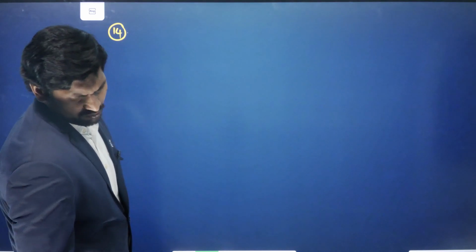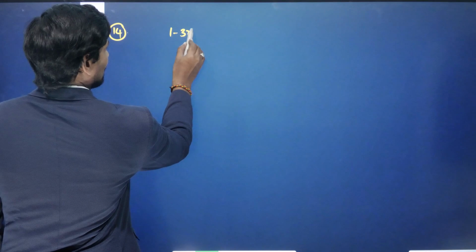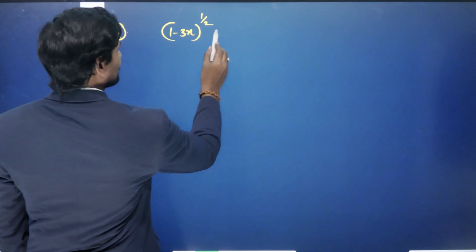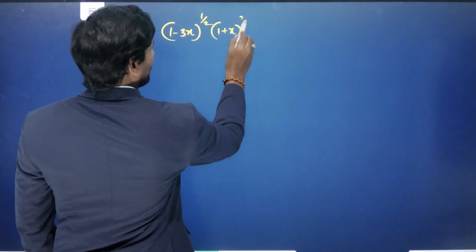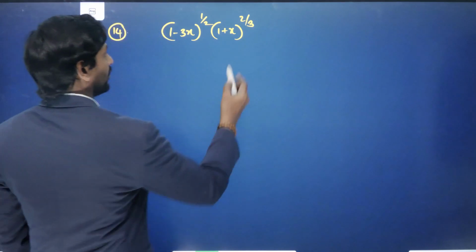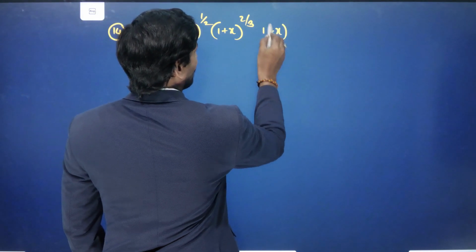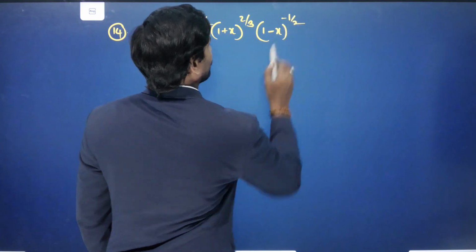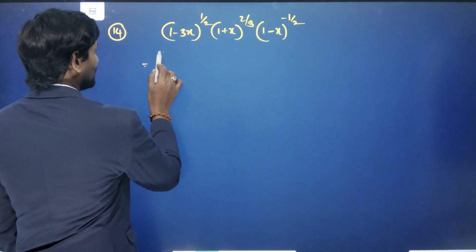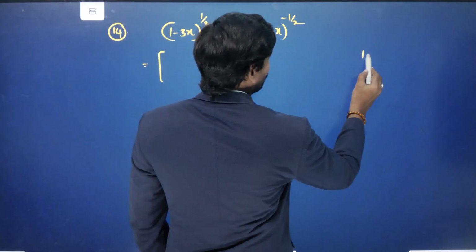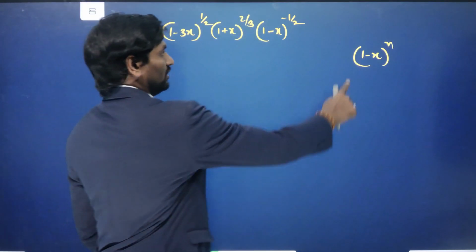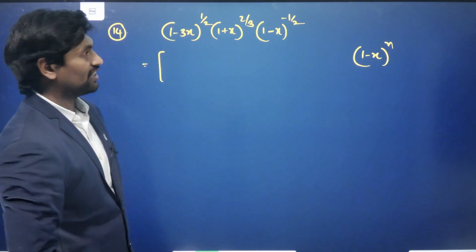neglected, then 1 minus 3x whole to the power of 1 by 2 and 1 plus x whole to the power of 2 by 3, and the denominator is given 1 minus x whole to the power of 1 by 2. I am writing in the numerator 1 minus x whole to the power of minus 1 by 2. Okay? So try to apply the formula like this. It is in the form of 1 minus x whole to the power of n. N is positive, here negative, positive, alternate numbers will come.